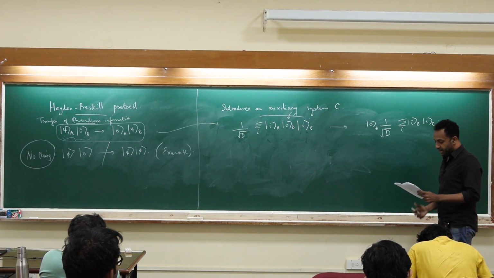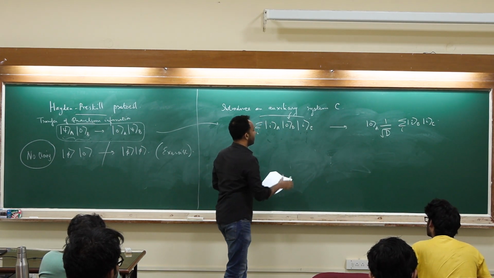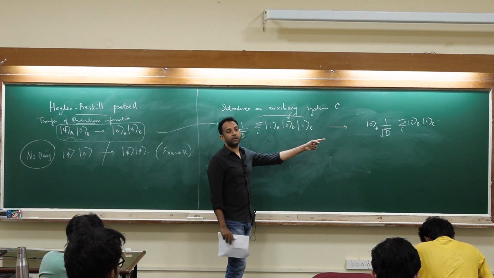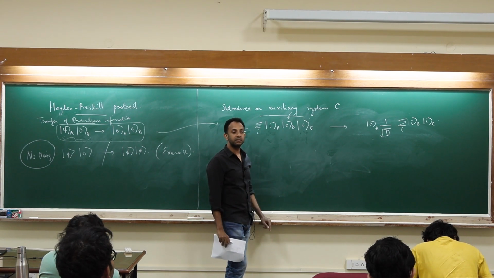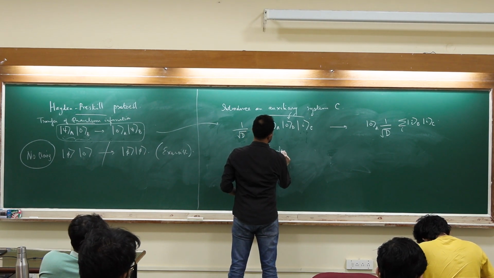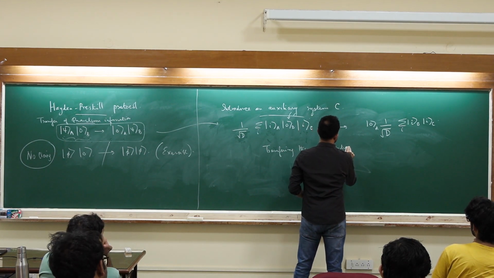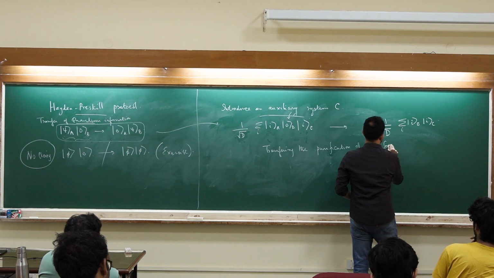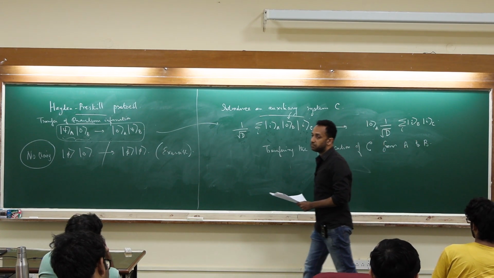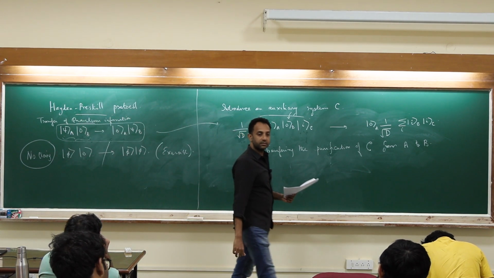So what we have accomplished by doing this is that this state I is actually entangled with A at the beginning. But when we go there, now the system I is entangled with B. So this is what you call transferring the purification of C from A to B. That's what this has accomplished.